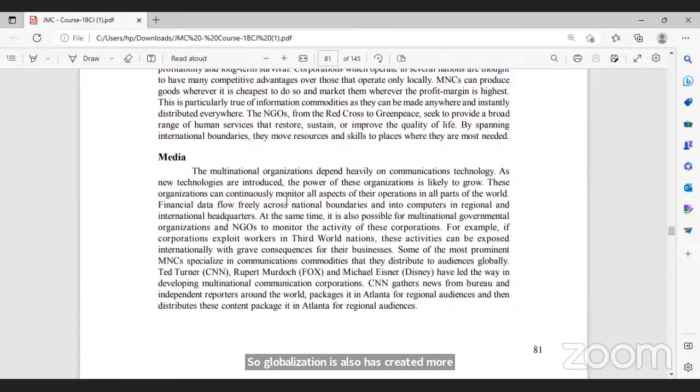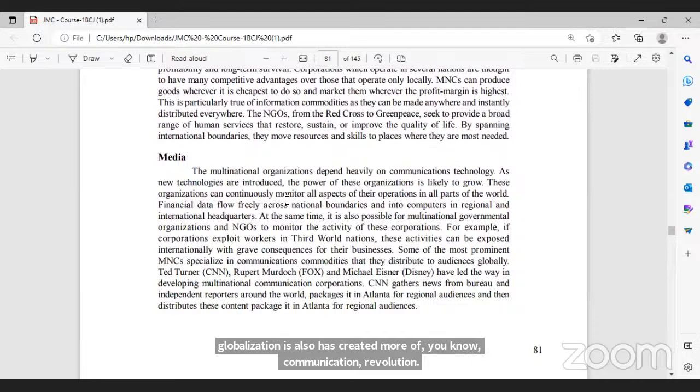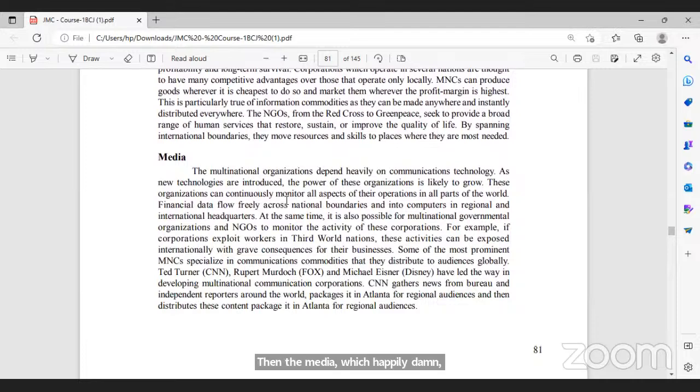Then the media, and multi-organizations, depend heavily on communication technologies, and these new technologies are being introduced. As organizations take up these advancements in technology, there is a possibility that the organization will keep growing.